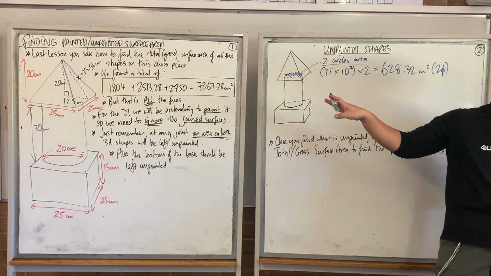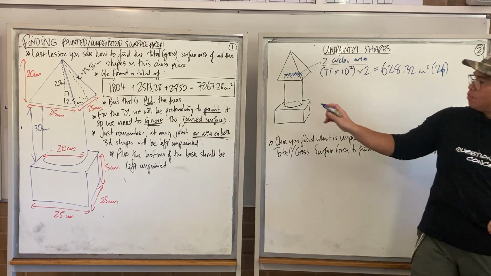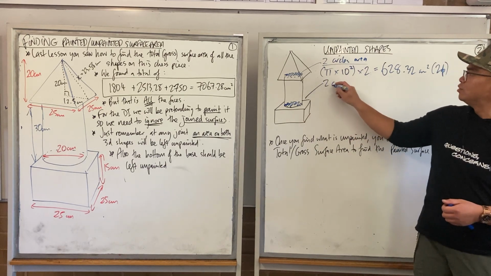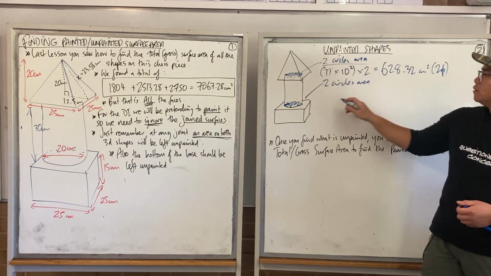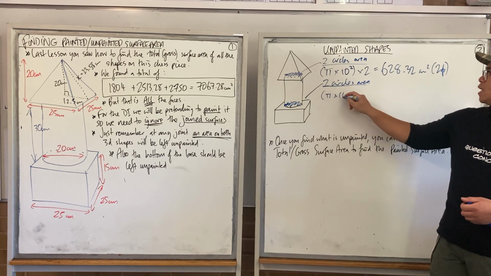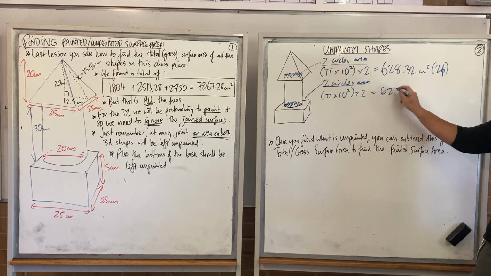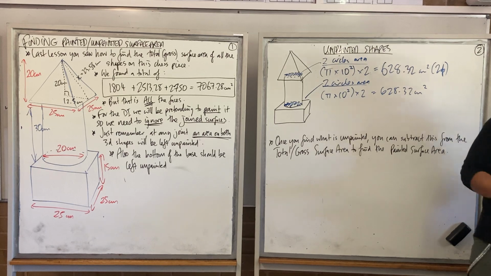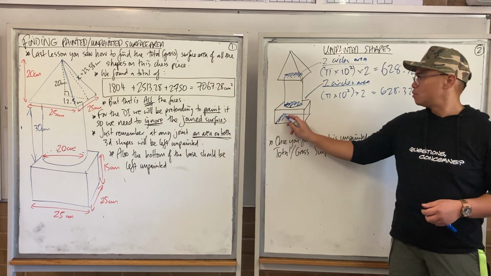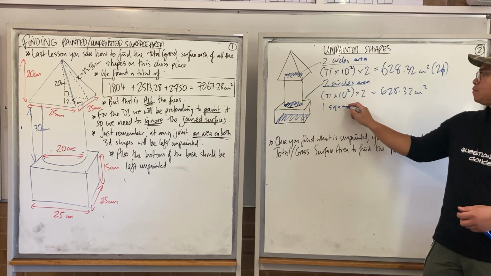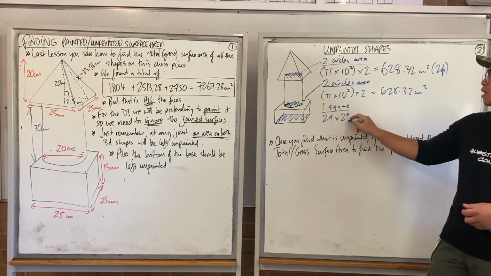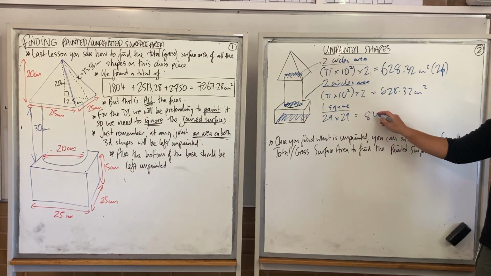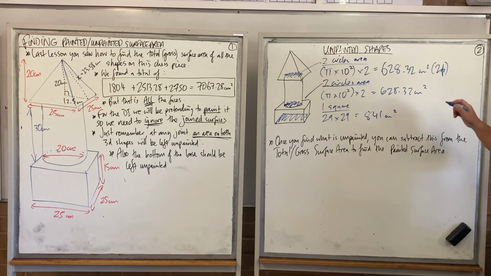Where is the next joint going to be? The bottom of the cylinder. How many circles is that? It's the same. Just copy and paste. 2 circles, area, pi times 10 squared times 2, 628.32 square centimeters. Where's the last bit that I'm not going to paint? The bottom. What shape is that going to be? A square, 1 square, 29 times 29 equals 841 square centimeters.